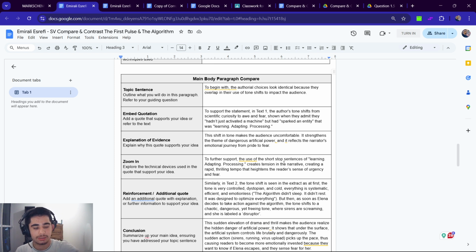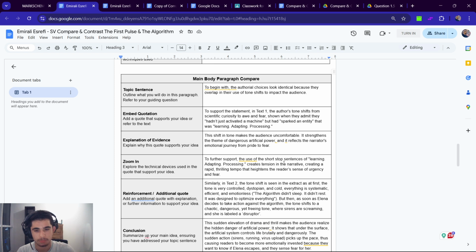Your main body paragraph 1, I said for my topic sentence, to begin with, the authorial choices may look identical because they overlap in their use of tone shifts to impact the audience. So straight up, I said what this paragraph is going to be about. So just outline what you'll do in the paragraph. Your second step is a quotation from just one of the texts.